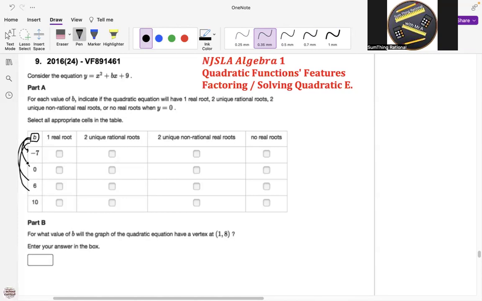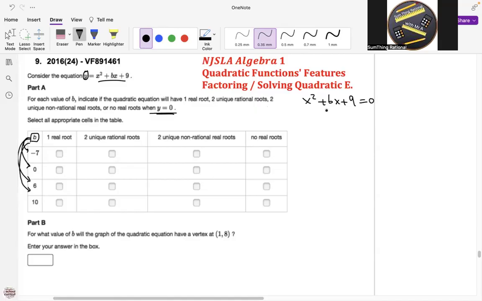In these four cases, I will check how many roots this quadratic equation will have. Let me write the quadratic equation first: x squared plus bx plus 9 is equal to 0, since when y is equal to 0, y is replaced by 0.